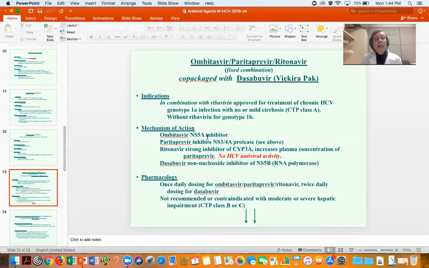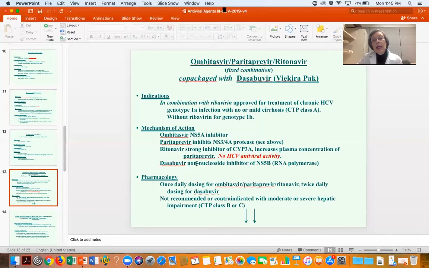So ombitasvir is an NS5A inhibitor. Paritaprevir inhibits the protease. Ritonavir has no HCV antiviral activity. So the reason it's included is it has strong inhibition of CYP3A, and that allows a higher concentration of other protease inhibitors that are co-administered. So in this case, paritaprevir. Ritonavir actually does have anti-HIV activity, but it is also used as a booster in HIV regimens that have other protease inhibitors. And then finally, dasabuvir is a non-nucleoside inhibitor of NS5B RNA polymerase.